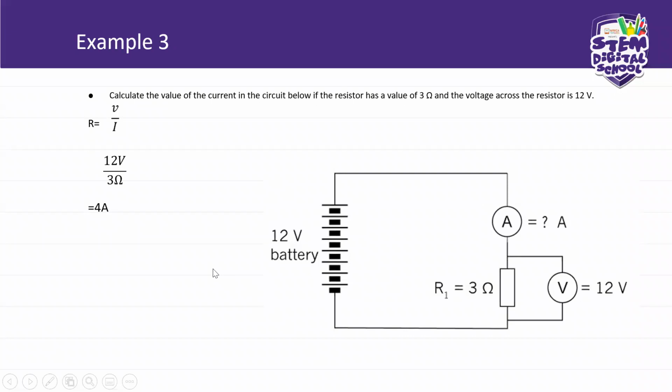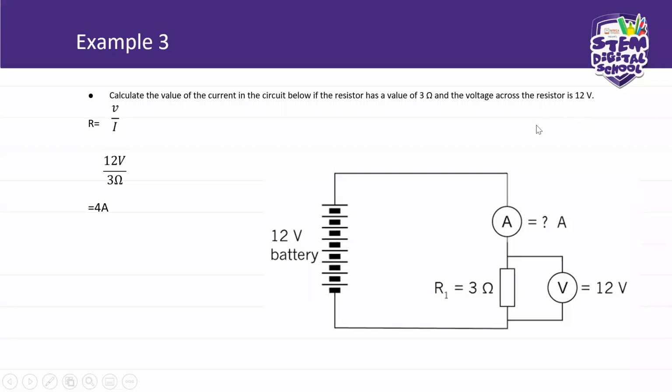Example 3: Calculate the value of the current in the circuit below if the resistor has a value of 3 ohms and the voltage across the resistor is 12 volts.